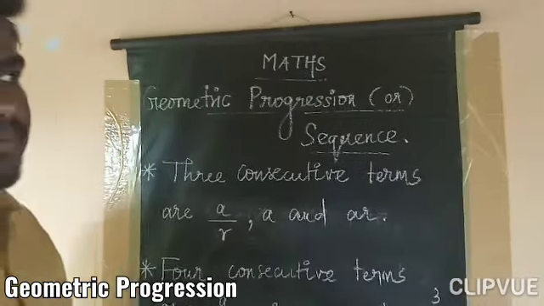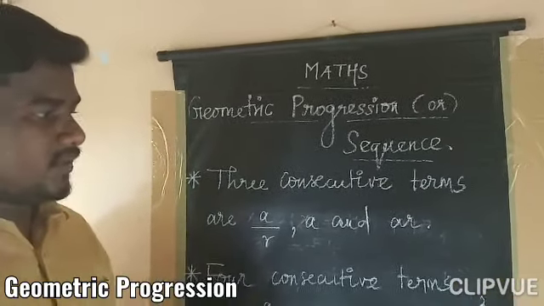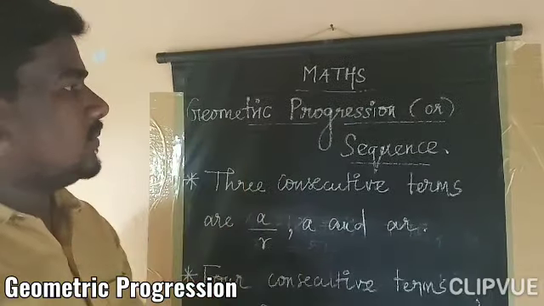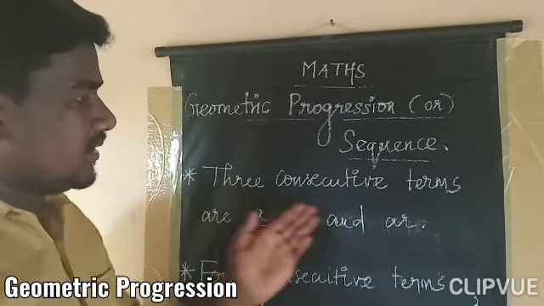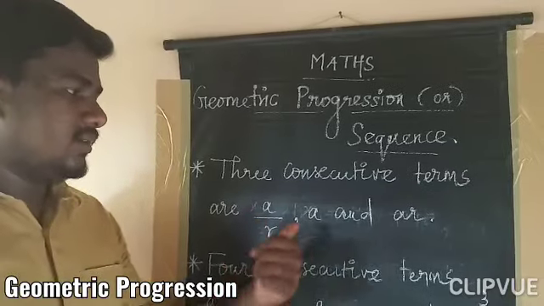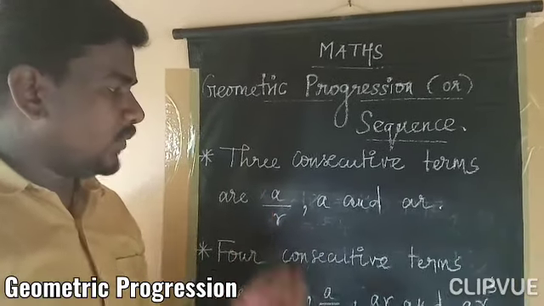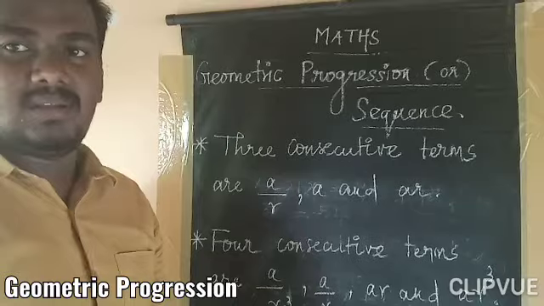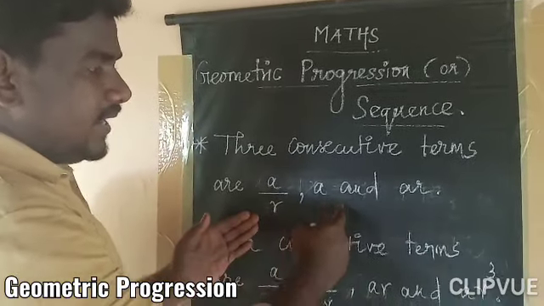Good morning to all. In this video, we are going to learn three important topics in the lesson geometric progression. So first one, three consecutive terms are a by r, a and ar. You can ask me, why should we take these three consecutive terms? a by r, a and ar.